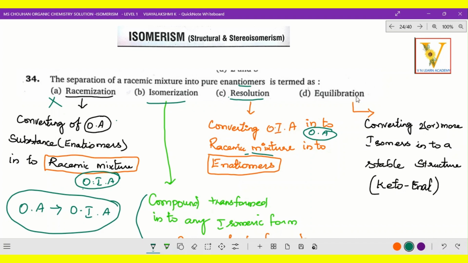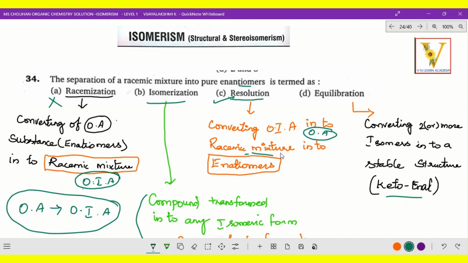Now the last one, equilibration, that is actually converting two or more isomers into a stable structure, that is keto-enol formation. This will not be the correct answer. So our vote will go for resolution. You know which is the correct option? Yes, option C is the correct option.